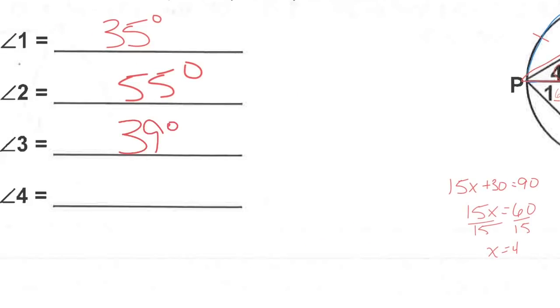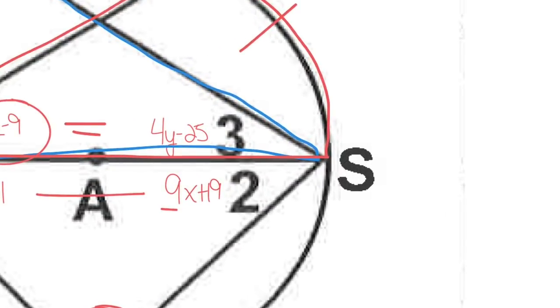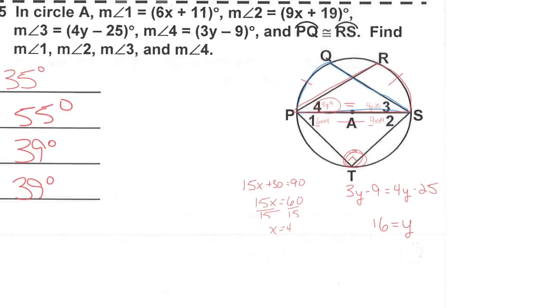And since they're equal, we should also get 39 here, but you should check, because if that messes up, you should know. 4 times 16 minus 25 is also 39, so we got it. All right, let's go to the next page.